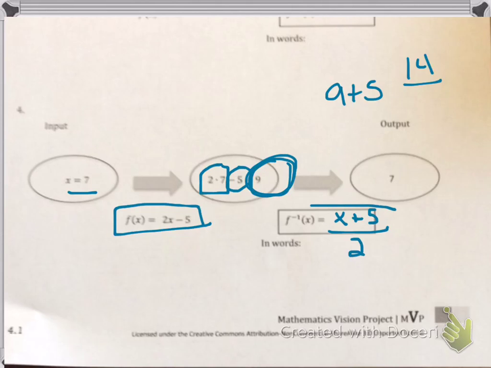So this time when we wrote our function, we'd have to have the x plus 5 on the top of the fraction and the 2 on the bottom of the fraction. So again, it's because we've got to take this 9 right here and get it back to the 7 by doing the inverse operations. So because I subtracted 5 last, I have to add 5 first. And then because I times by 2, I have to divide by 2.